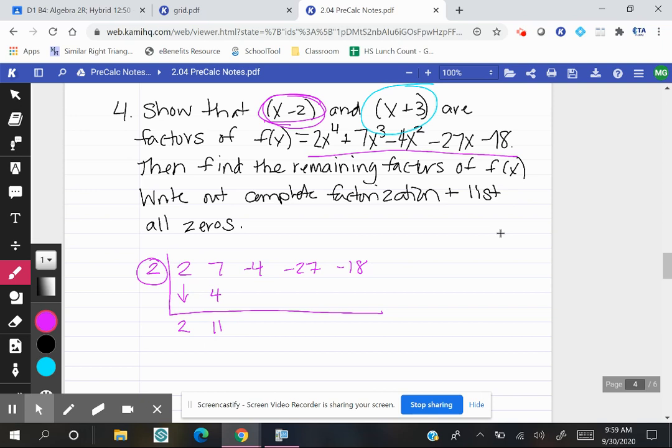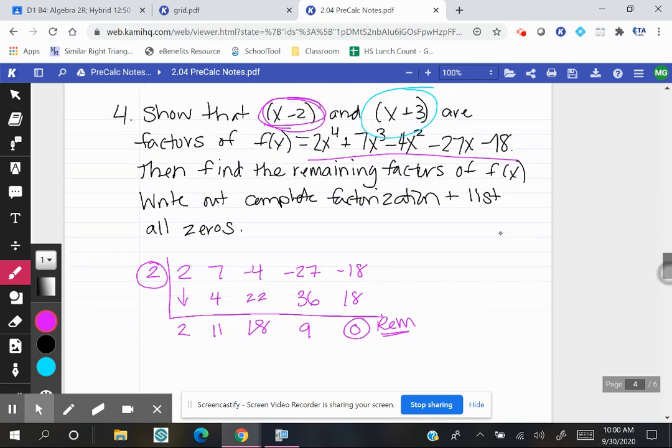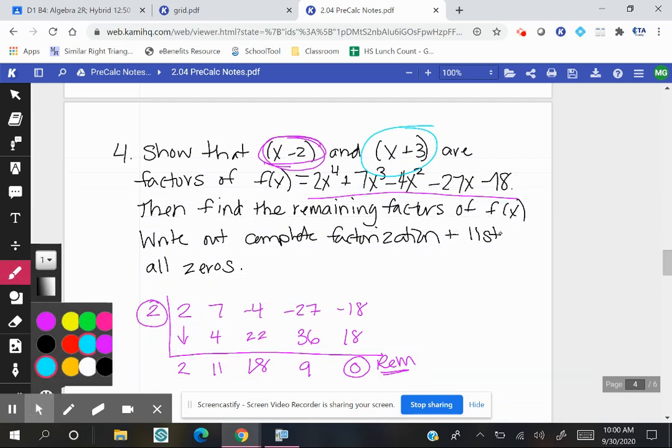Actually, pause the video here, finish this, and then check it with mine. Okay, I'll write this out. 18, 36, 18, and 0. So we have a remainder of 0, which means good news, x minus 2 is a factor because there's no remainder. Now I want to check x plus 3.